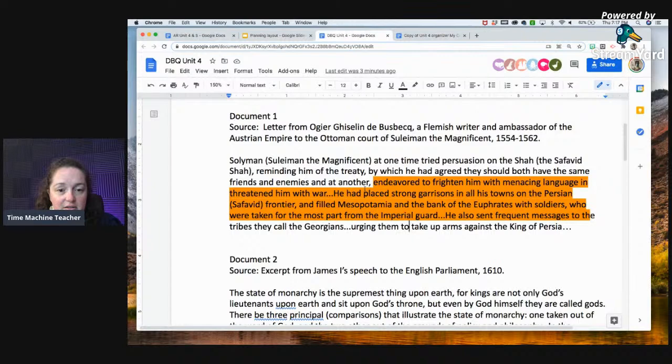Okay, so what do you think? Could we do audience for this? Who's his audience? His audience would be Solomon. He's an ambassador to Solomon, so he's talking to Solomon. And how does knowing that change the document? He's being, you know, very forceful. Is he being respectful, do you think?